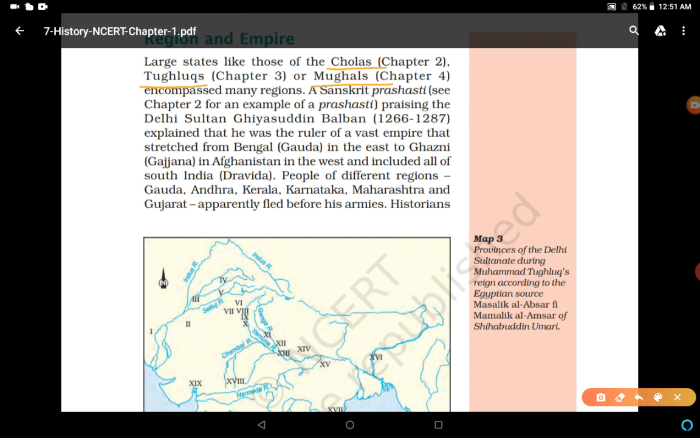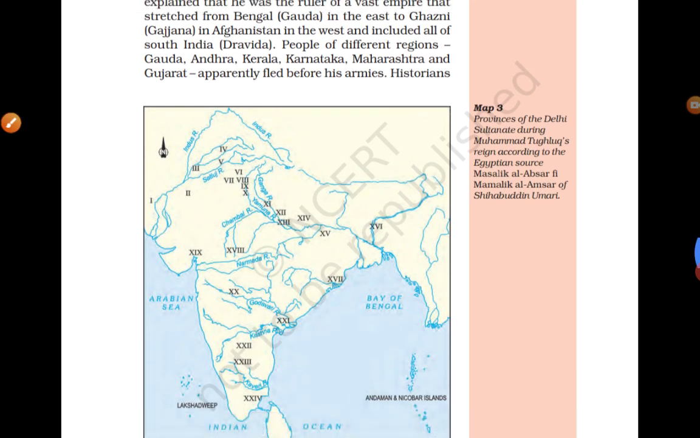A Sanskrit Prashasti. Sanskrit Prashasti means written in Sanskrit, praising the Delhi Sultan Ghiyasuddin Balban. Ghiyasuddin Balban was a ruler of the slave dynasty, I am telling you. It explained that he was the ruler of a vast empire. Which vast empire? See in this map.